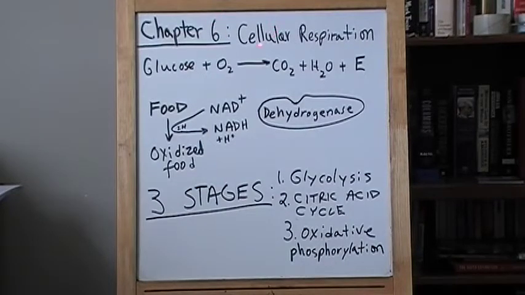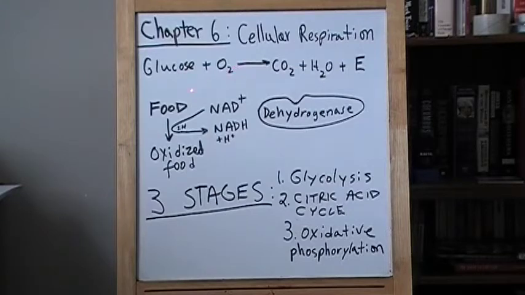Chapter 6 is all about cellular respiration. This is the process by which food is used to acquire energy by cells. So the overall equation is shown here. Glucose and oxygen are the reactants, and the products are CO2, carbon dioxide, water, and energy is released. And it's usually stored in the form of ATP.